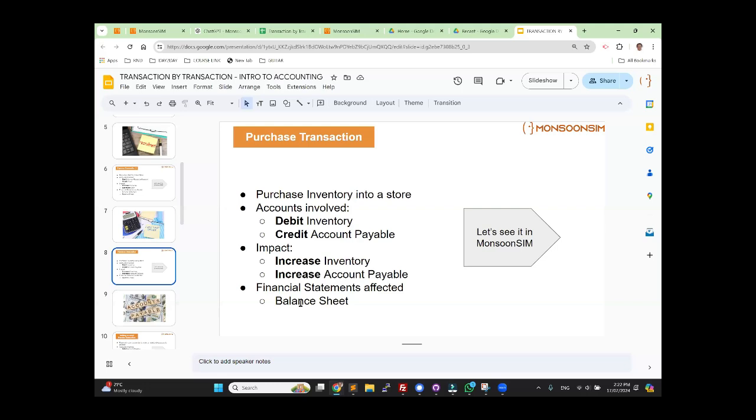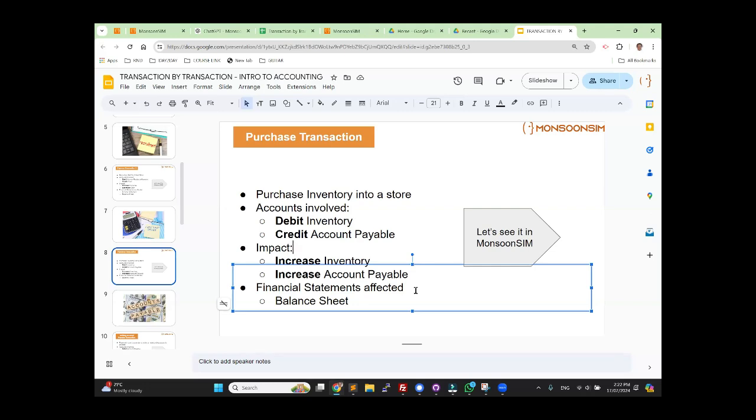Now, it only impacts the balance sheet as there's no profit and loss from this alone, because you are just transferring asset from cash into inventory. So the inventory is still your asset. So what is happening is that there's going to be a change in your balance sheet.